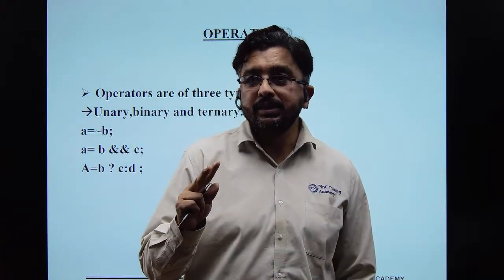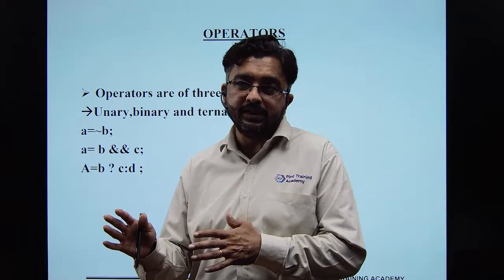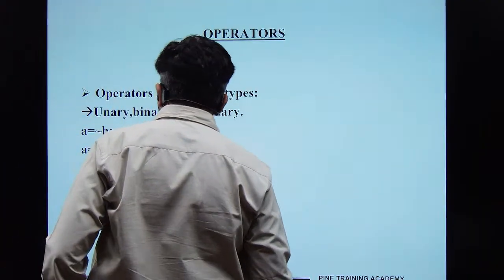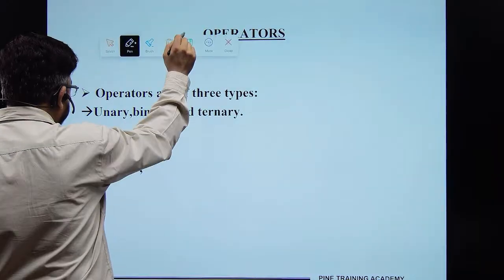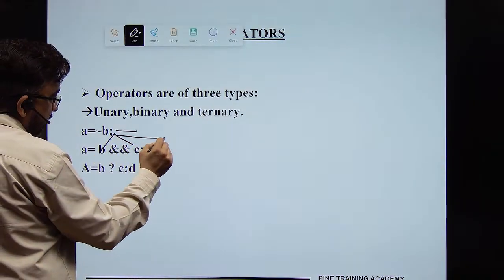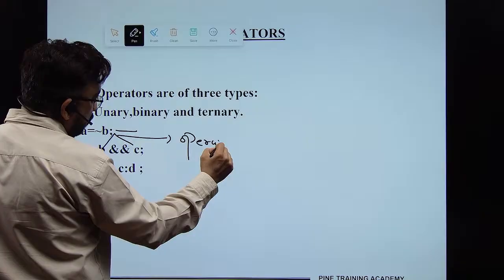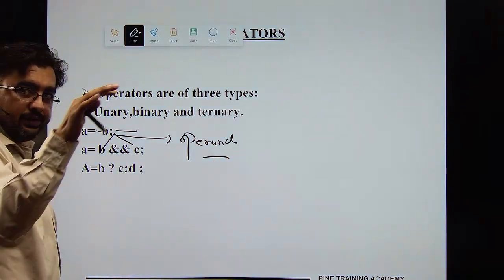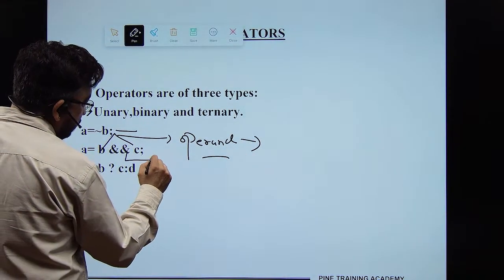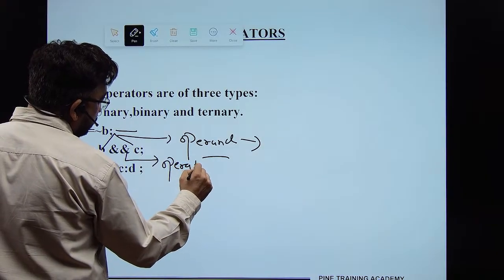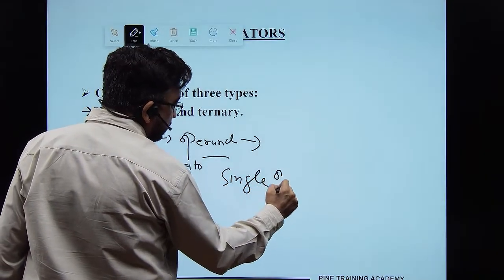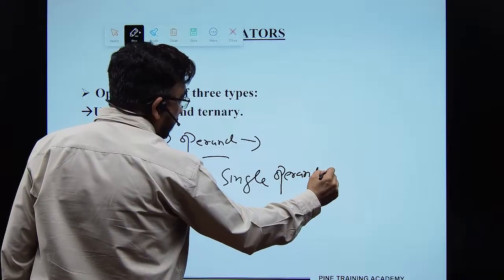Unary operators: you have operands and you have operators, so you have two things. We will take it up in detail, don't worry. So this B and C are basically called operands. What is an operand? The operators perform on some inputs, and those inputs are called operands, and this is your operator. If there is a single operand, a single input, then it is called a unary operator.